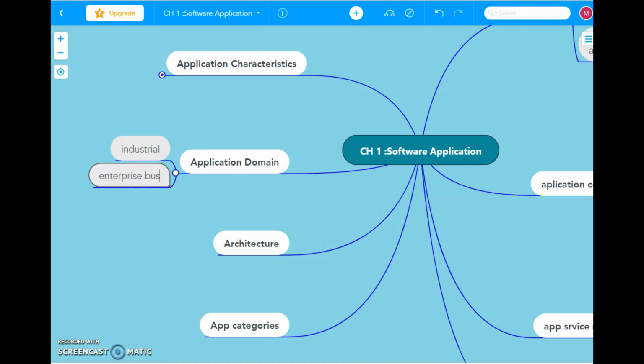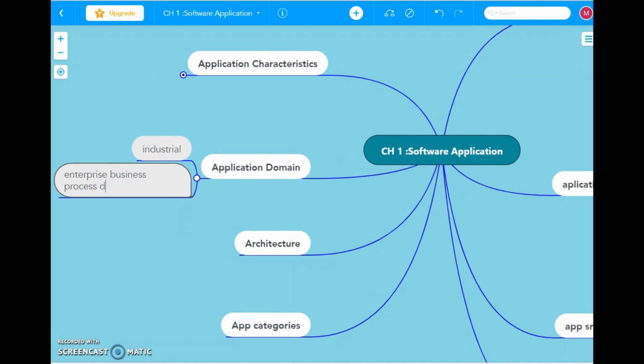Enterprise business process domain. Okay.